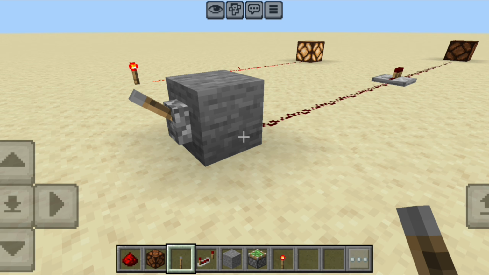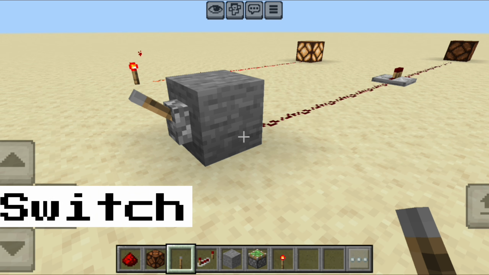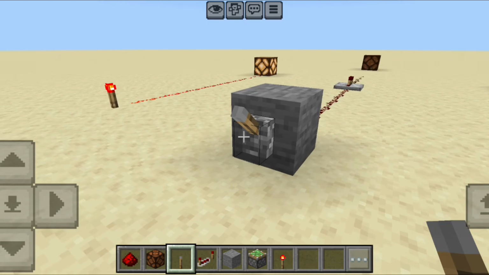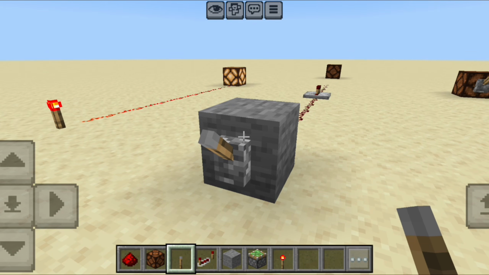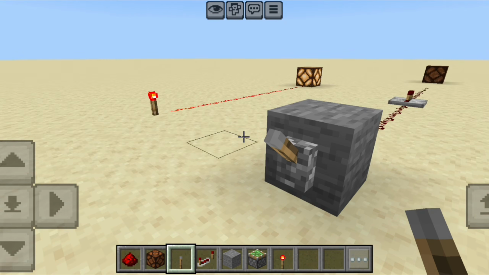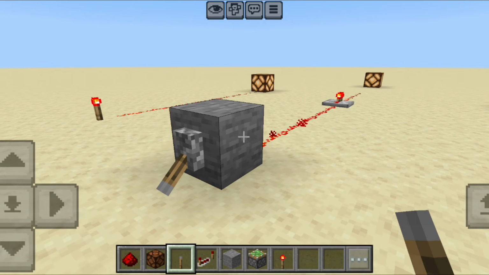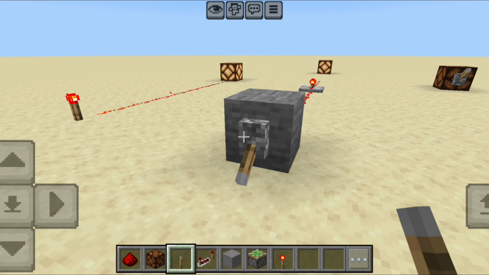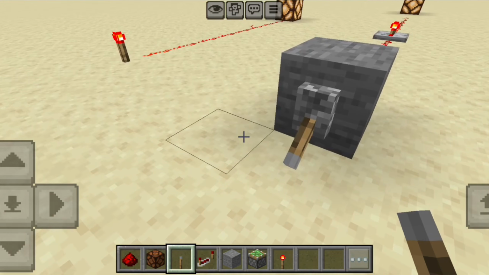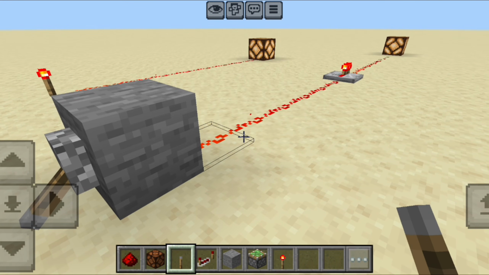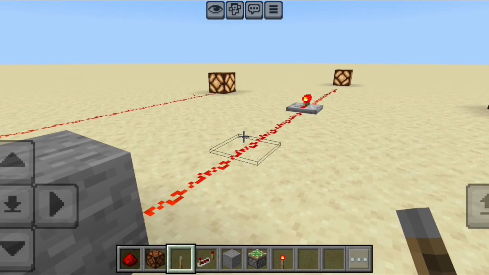Now the last one for today is a switch. In real electronics, a switch opens or closes a circuit. Open means no current flows. Closed means current flows. In Minecraft, that is your lever. Lever down, circuit is open, and lever up, circuit is closed.